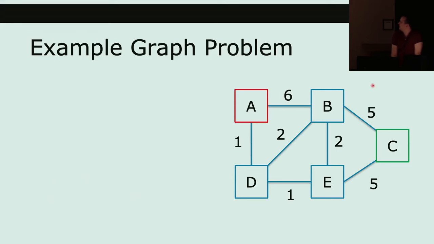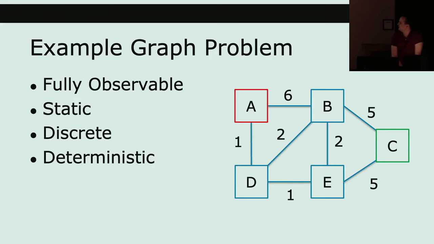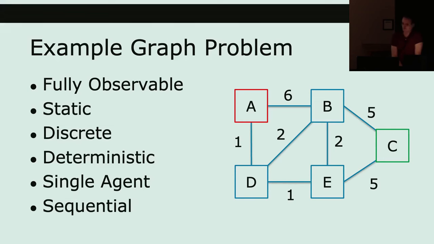So if I gave you this on an exam and asked you to analyze this in terms of this environment's properties, you would say that it is fully observable. There's no hidden information. It is static. It is discrete, deterministic, single agent, and sequential, right? So those are the properties we talked about last time, and that's a perfectly fine exam question, this sort of thing, to be able to ask you.